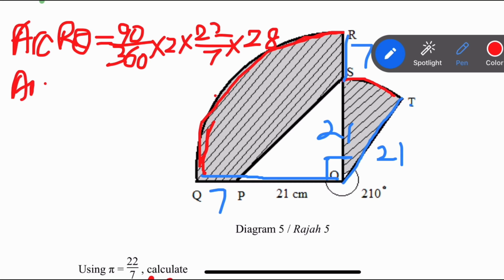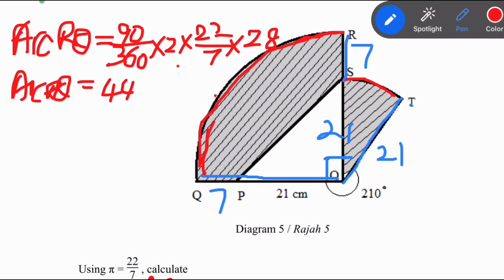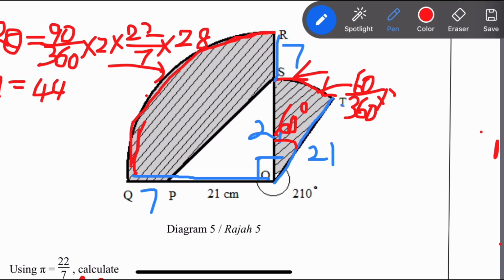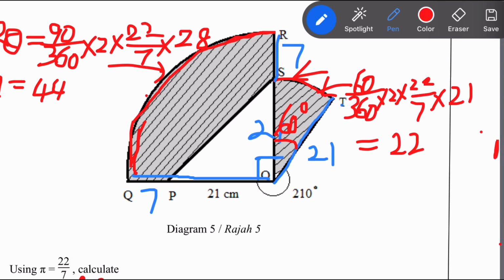This is for big circle. Okay, quadrant is 90 over 360, or you can write as 1 over 4. It's okay. So the answer for the arc length is 44. Now we want to find the arc length for the other one, for the small circle. Our angle is 60 degrees. So for ST, let's work out the arc length is 60 over 360 times 2 times 22 over 7 times the radius 21. Be careful with the radius. Okay, so the answer is 22 centimeter.